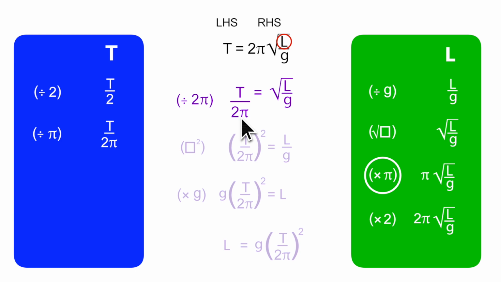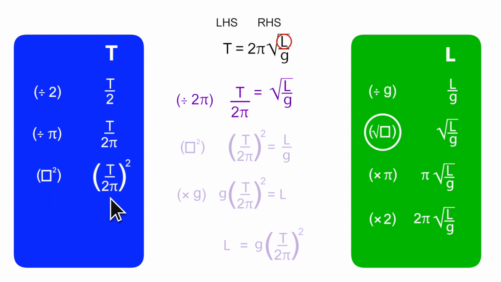The next stage is to deal with the square root. Well, the opposite of finding the square root is to square. So this gives us t over 2 pi all squared. Again, look at the working out in the traditional approach. And finally, we have divided by g.